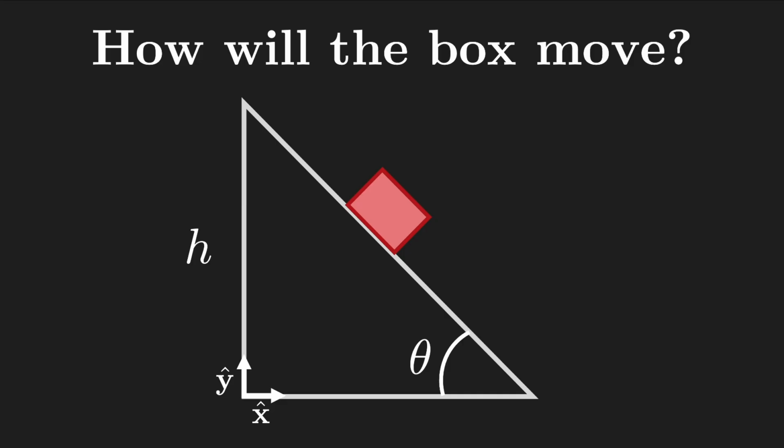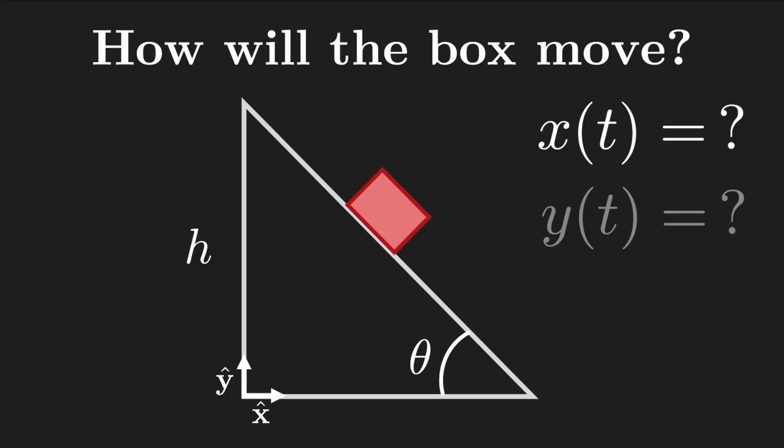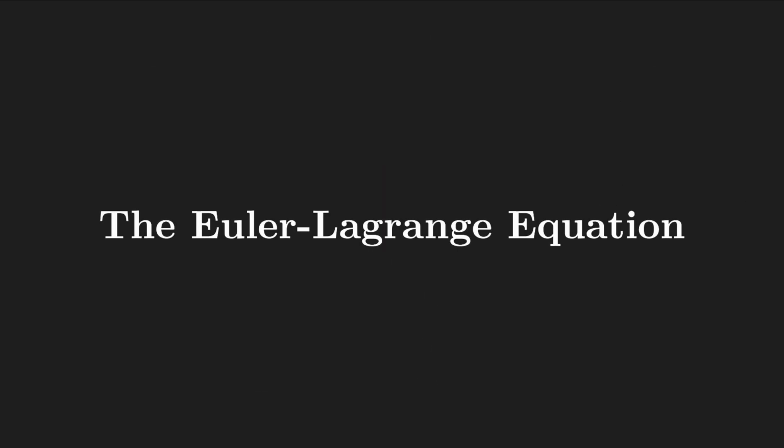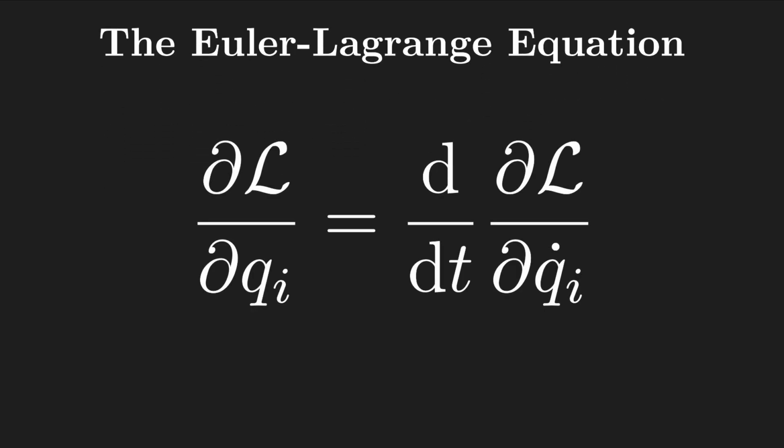So, our central question is, how will the box move? In particular, what will the x of t and the y of t functions be? If we're able to determine these functions, then we can completely describe the box's motion. To answer these questions, we must turn to the Euler-Lagrange equation. This equation is central to Lagrangian mechanics.